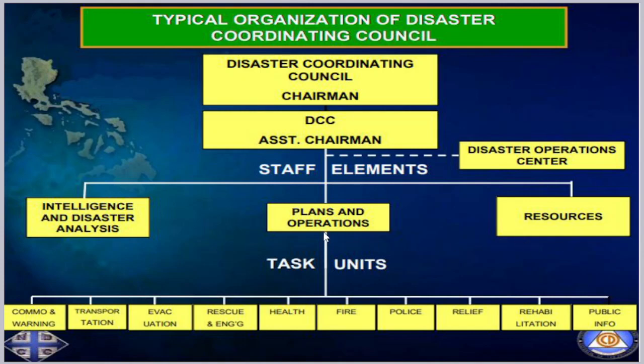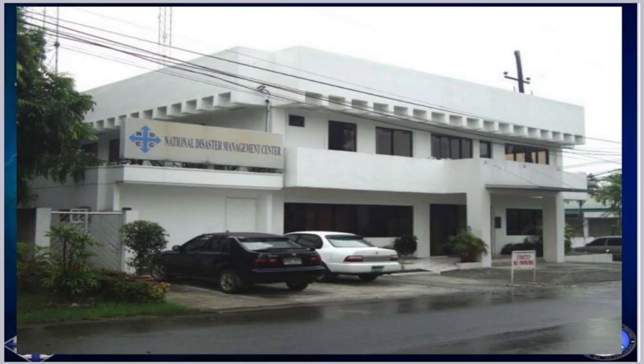Okay? So, the plans and operations are divided to task units. So, ito na yung mga task units natin. We have the COMO and warning, the transportation, evacuation, rescue, health, the fire, police, relief, rehabilitation, and public information. Yan sila ang mga task units. Okay, so this is the National Disaster Management Center. Okay?